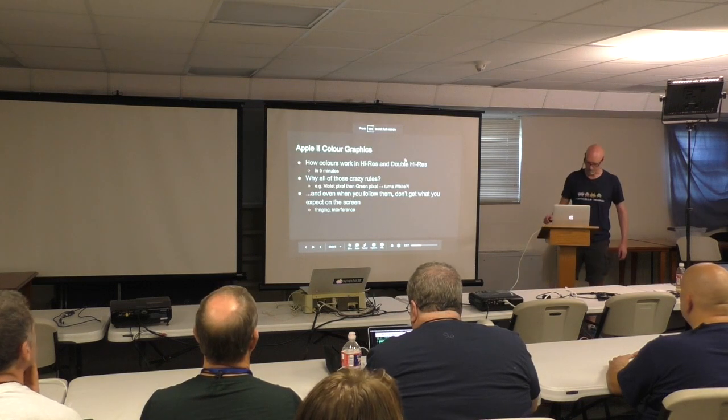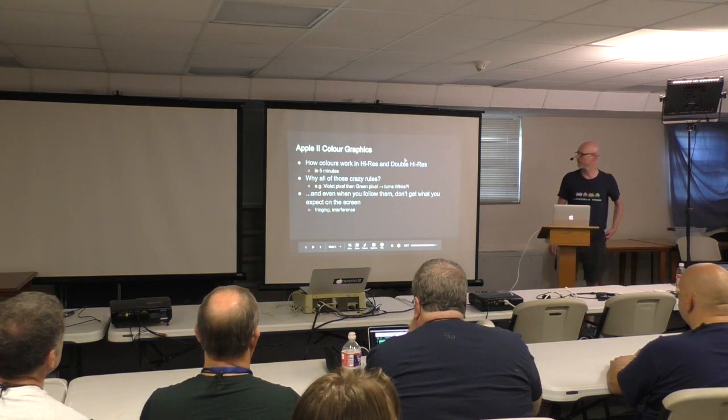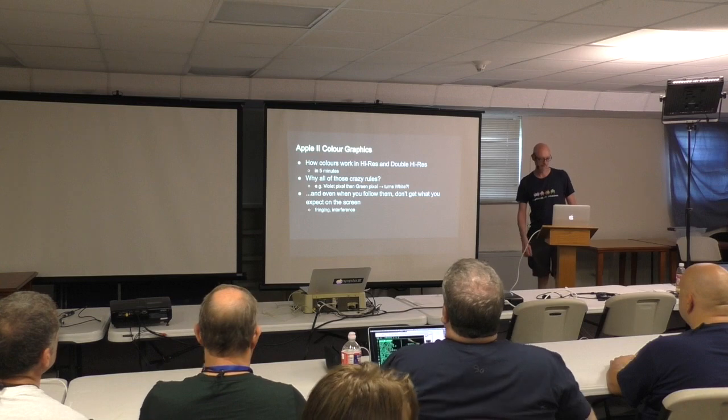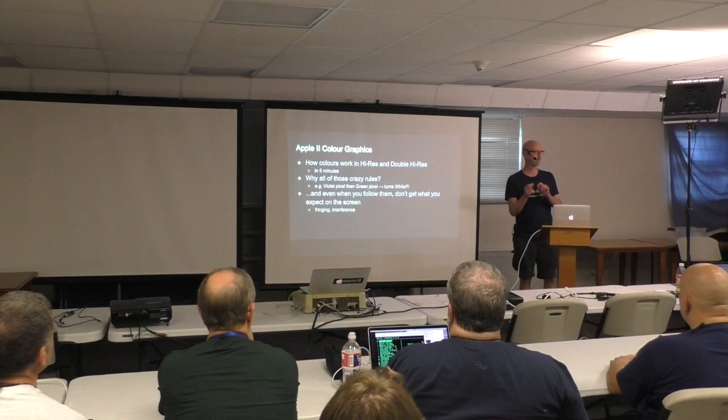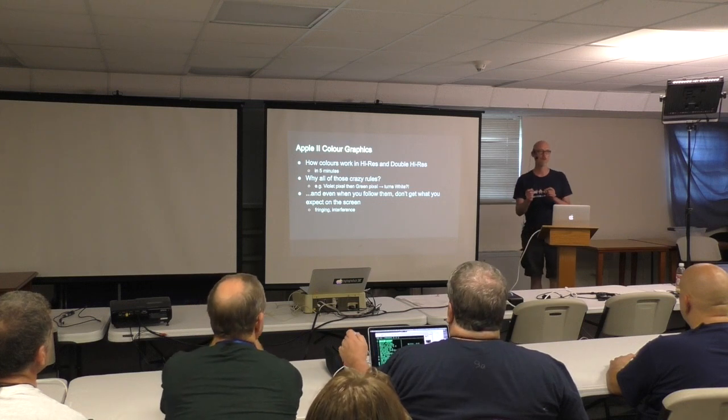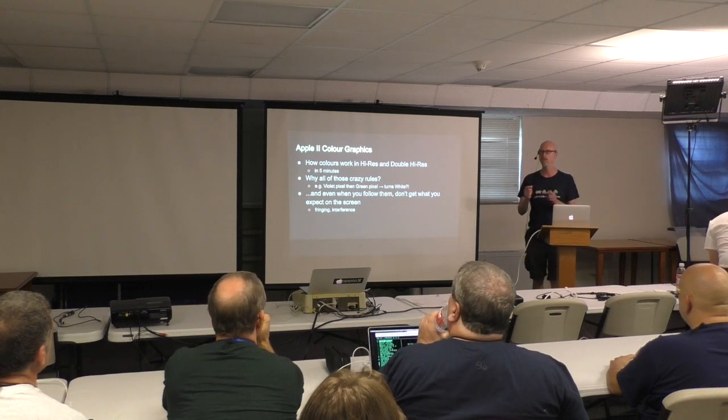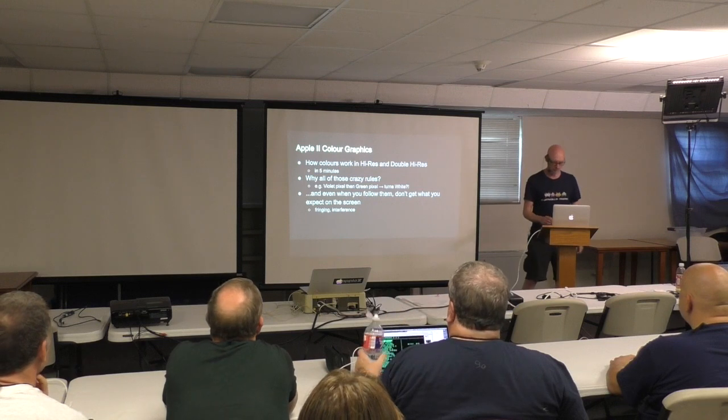All right, so I'm going to attempt to explain how colors work in high-res and double high-res graphics. If you've ever played with this, you probably know there's all sorts of crazy rules about what colors you can put next to each other, and then you try and follow them, and you find that you don't get what you expect anyway because they interfere, and you get fringing and whatnot. So what's going on?